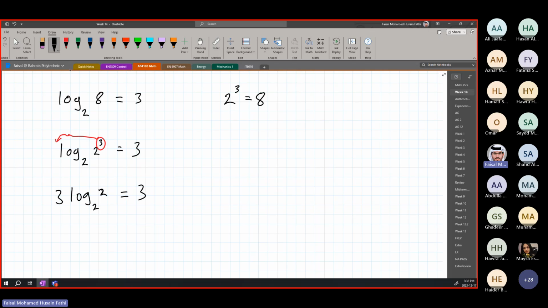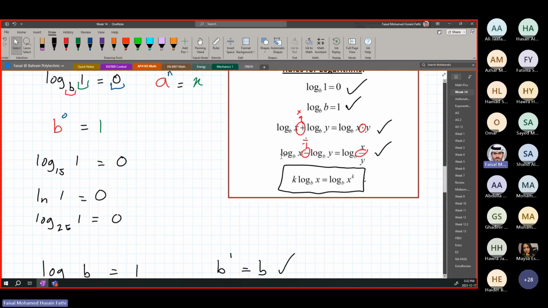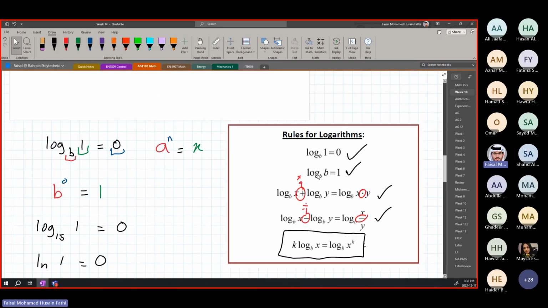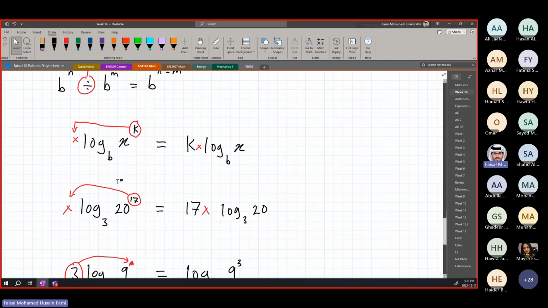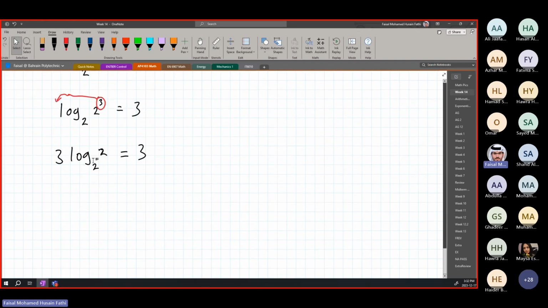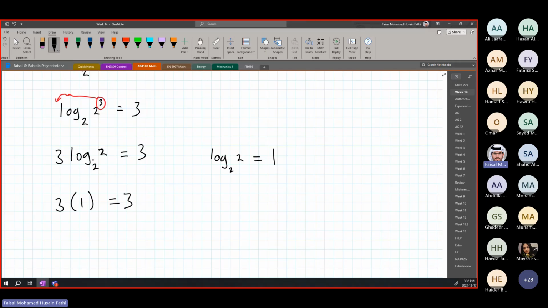If you notice, the log of anything of itself, what was the rule? The log of base b to b is always equal to 1. So the log of 2, 2 is going to be equal to 1. Log of 2, 2 is equal to 1. So 3 times 1 is equal to 3. So 3 is equal to 3, which is correct, which makes sense.